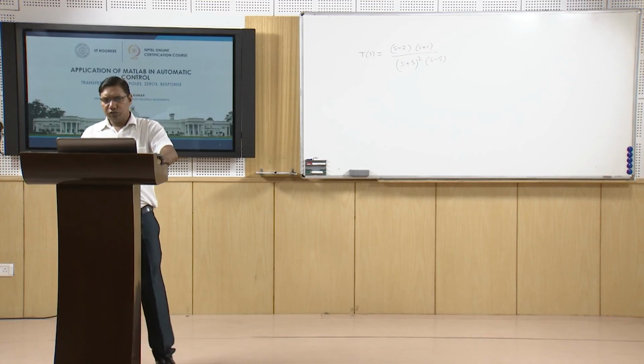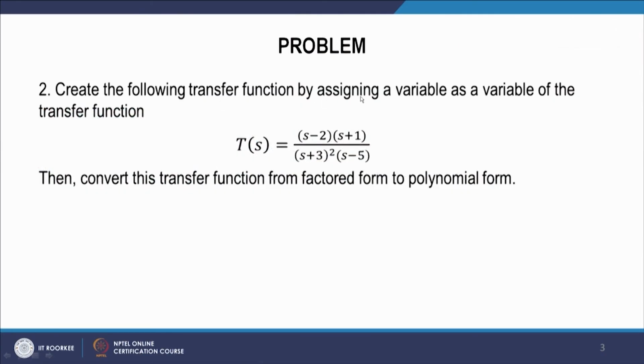So this problem number 2, we want to create the following transfer function by assigning a variable as a variable of the transfer function. This is the transfer function in factored form, and then we want to convert this transfer function from factored form to polynomial form. This is the ZPK form. First we have the factored form, and we have to define a variable s, write this in factored form, and then convert to the polynomial form. So we can go to MATLAB.